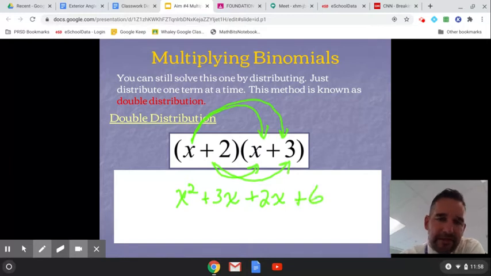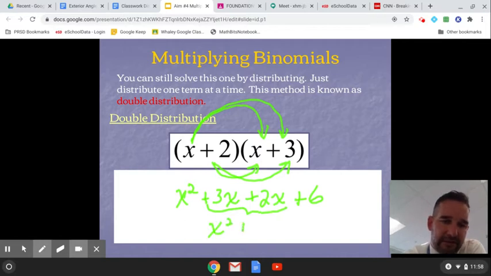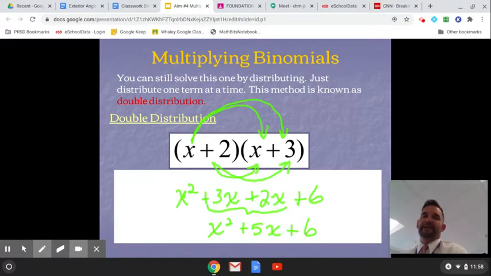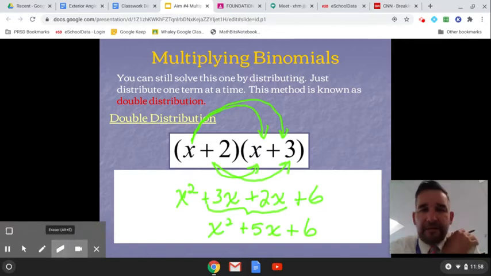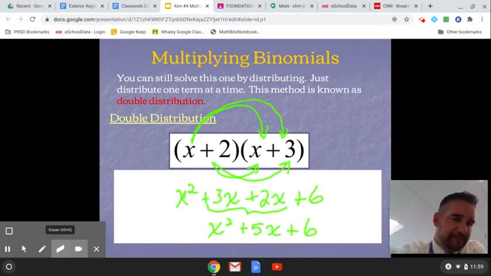Look to see if there are any terms that are alike. There are. These ones are. Add them up. 3x and 2x gives me 5x. X squared plus 5x plus 6. Now let's just make a note that I can't combine anything else because there aren't any more like terms. So that's my final answer. X squared plus 5x plus 6. That's multiplying two algebraic expressions by using double distribution.